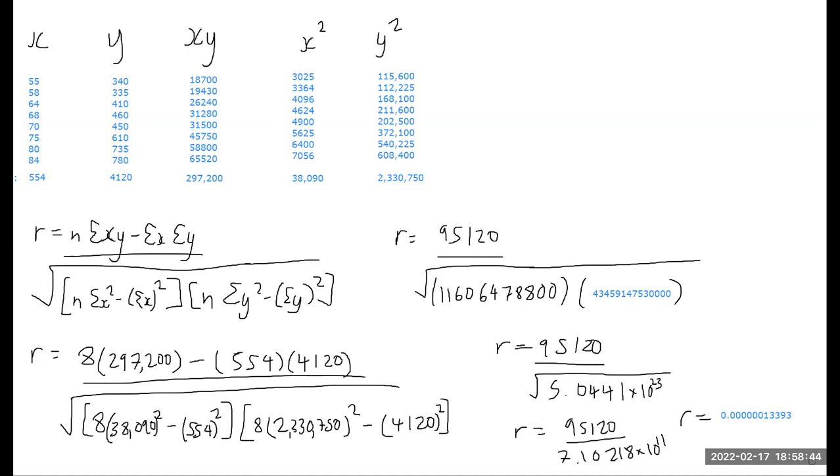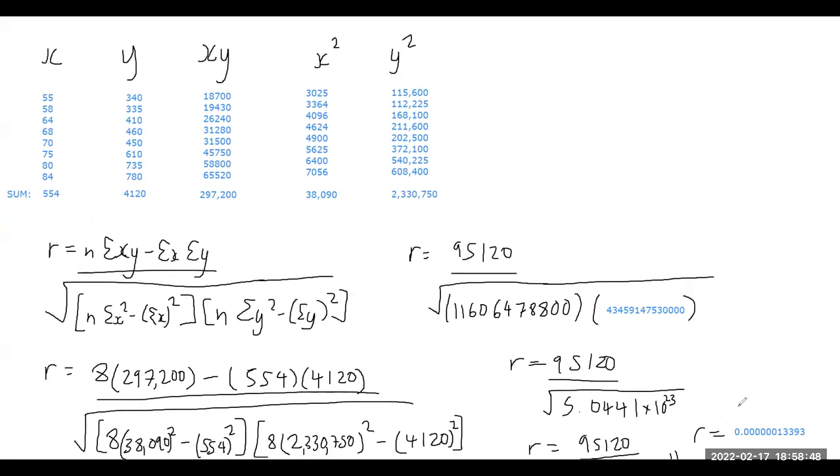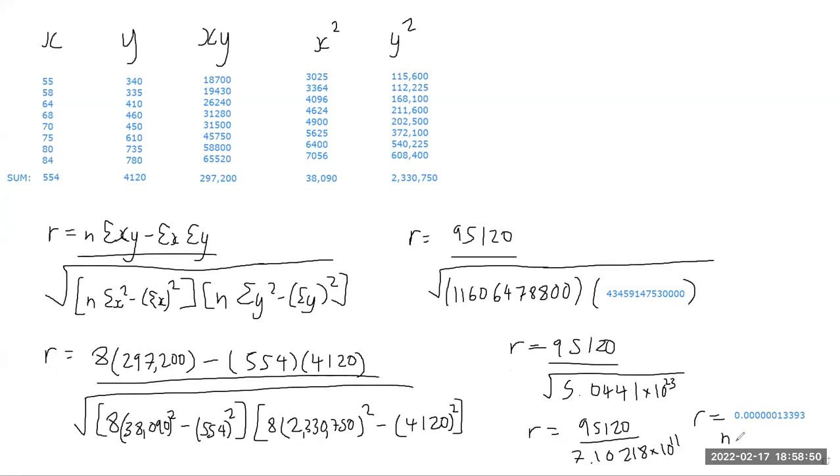We like to still be able to predict, even when R is that small. What do we say? There is what type of correlation? No correlation. Nice. No correlation.